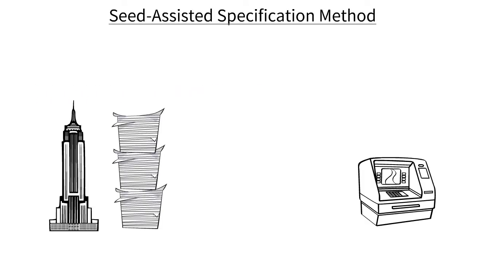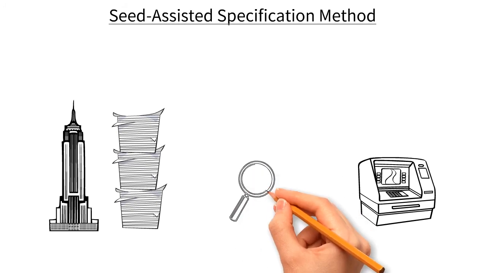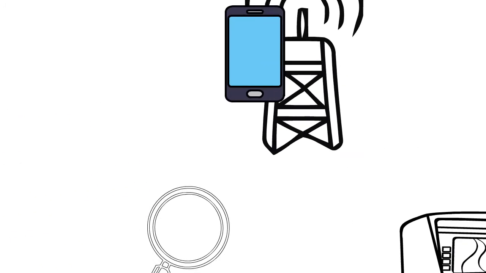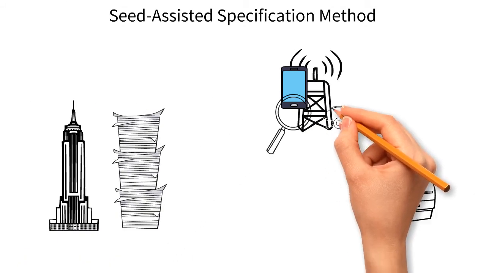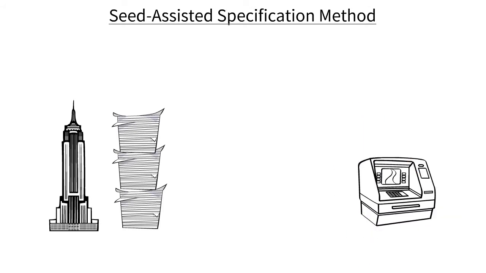We propose a seed-assisted specification method. It allows the information obtained from real systems and real problems to be integrated as prior knowledge into the formal specification. It also allows choosing the right scope and abstraction level for the specification.